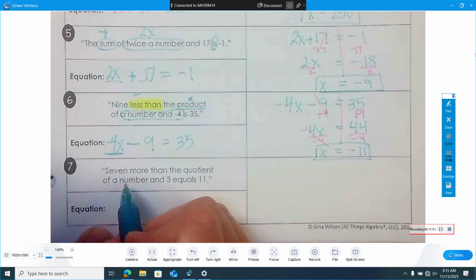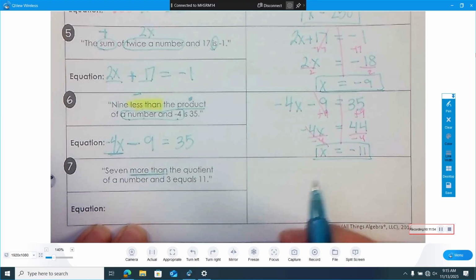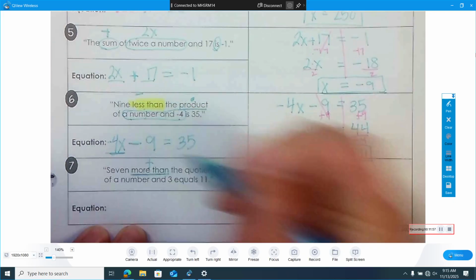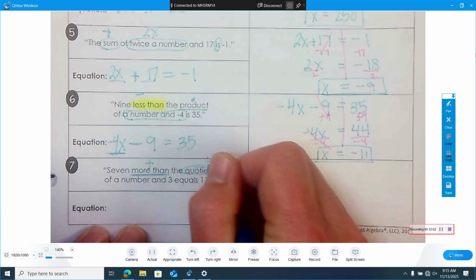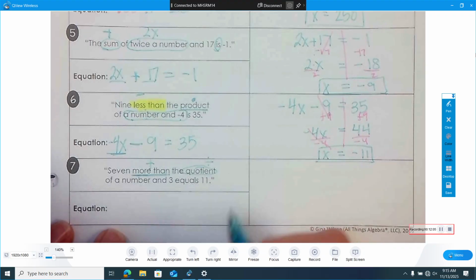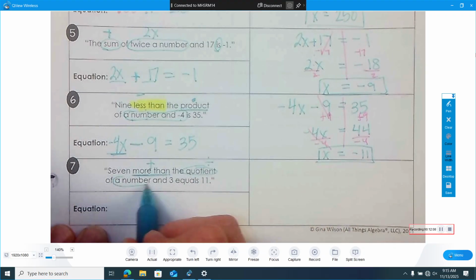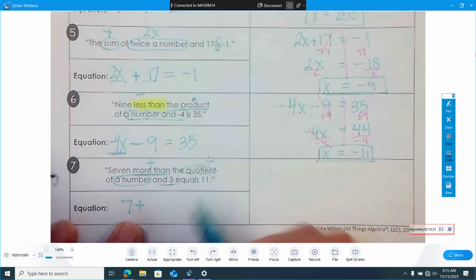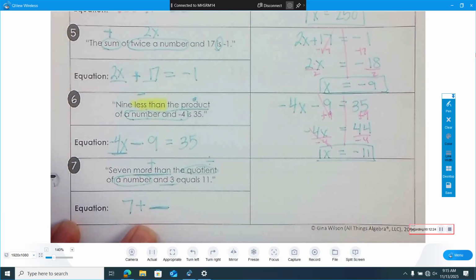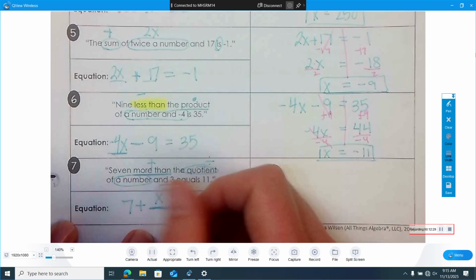All right, 7 more than. What is more than? Plus. The quotient. What's quotient? Yeah, a division problem. So 7 more than the quotient of a number and 3. How do you want to write this? 7 plus, we can do that. The quotient means we've got a division. What goes on top and what goes on bottom? X goes on top and 3 goes on bottom.